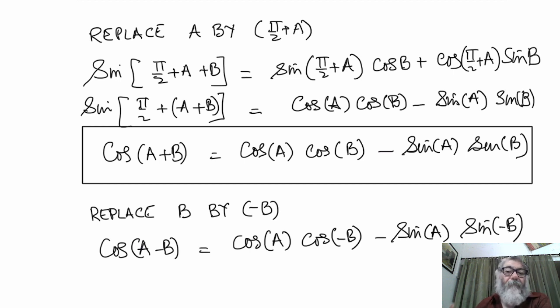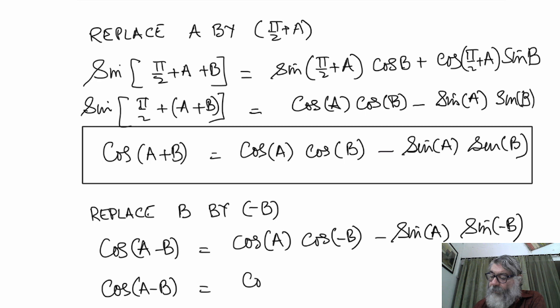Now minus B goes into the fourth quadrant. In the fourth quadrant only cos and sec are positive, the rest are negative. So cos A minus B will be cos A cos B, and minus sin minus B will become minus sin B. So it will become plus sin A sin B.